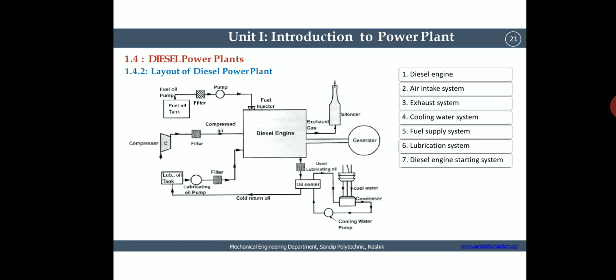Basically, how many components are there in total? Several components: the diesel engine, air intake system, exhaust system, cooling water system, fuel supply system, lubrication system, and diesel engine starting system. These are the different components of a diesel power plant. So it is the total layout of a diesel power plant.